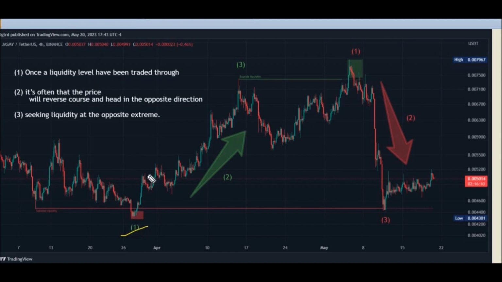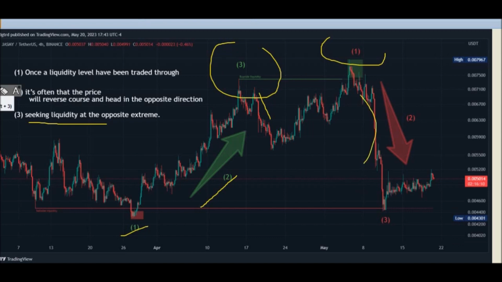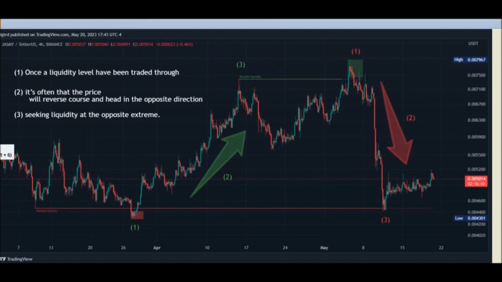Okay, so level number 1, like for instance right here, just as I've said before, once a liquidity level has been traded through, let's say you executed the order over here, level number 2, it shows that it is often that the price will reverse course and head in the opposite direction. So there is a probability that the market will actually rise, and when it gets to this level over here, that's when we have level number 3, seeking liquidity at the opposite extreme, and you can see the market really reverses. And number 1, still when the market is actually dropping, you can relate to this, so you can take a screenshot.